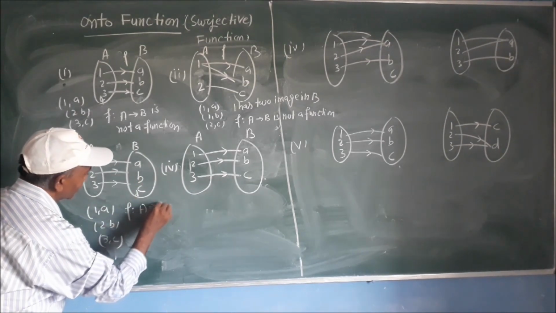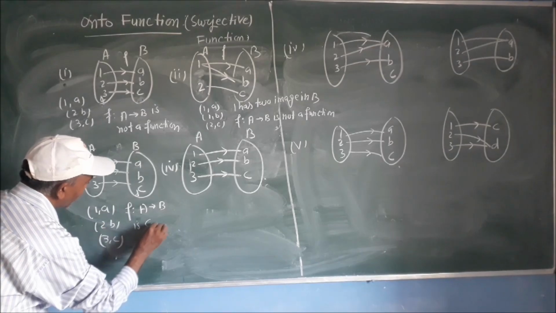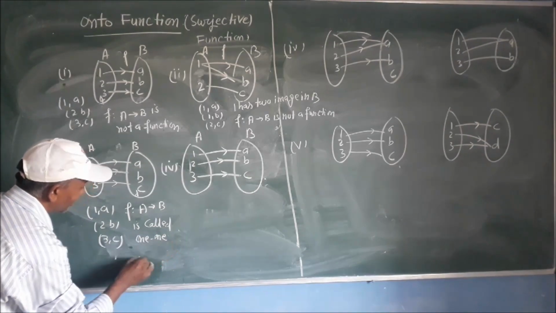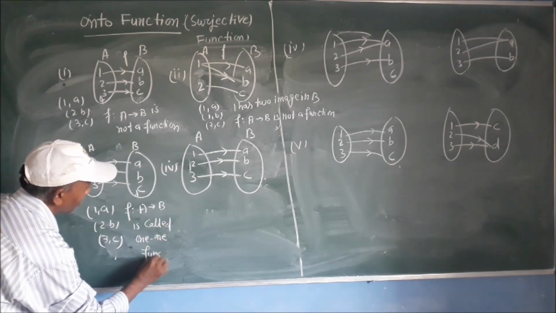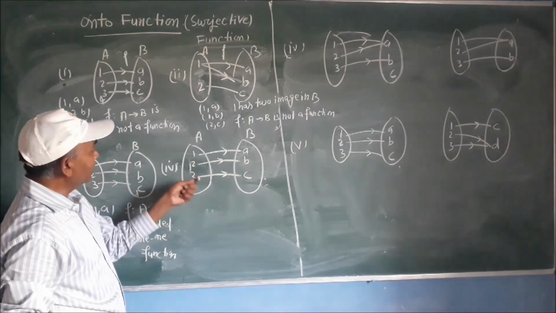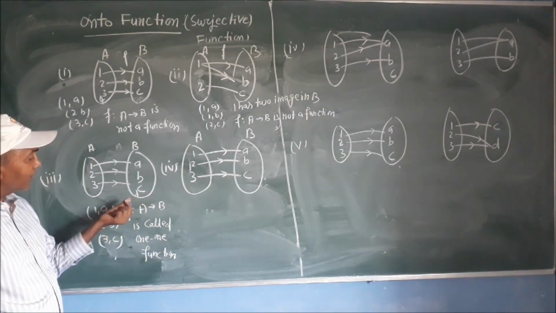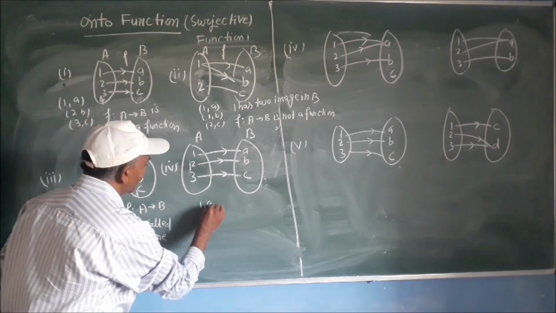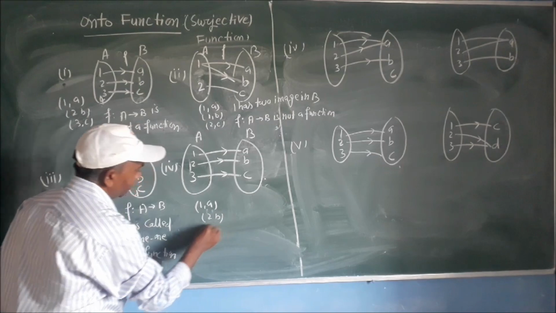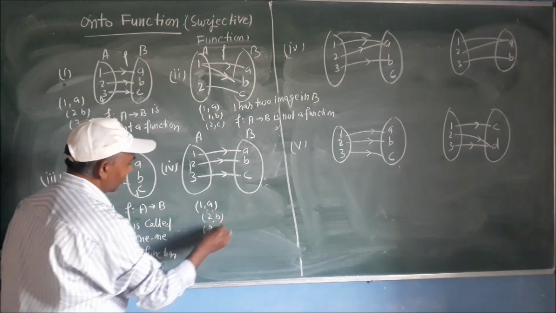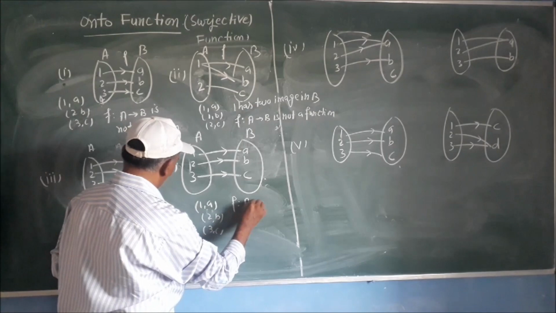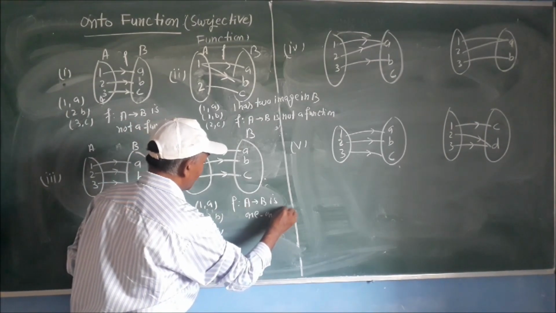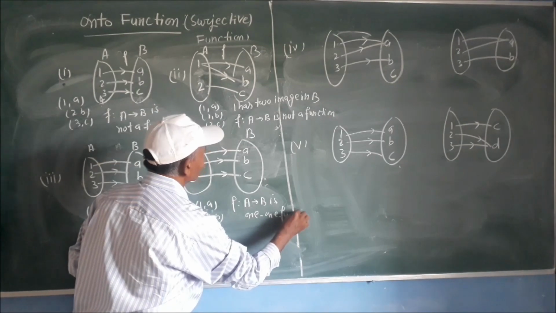So we can say that if f such that A tends to B is called a 1-1 function. This is an example of a 1-1 function, and a 1-1 function is called an injective function. Again see here: simply the difference between these two examples is that here there is an element D, but here D is not present. So 1 is related to A, 2 is related to B, and 3 is related to C. So f from A to B is also a 1-1 function.